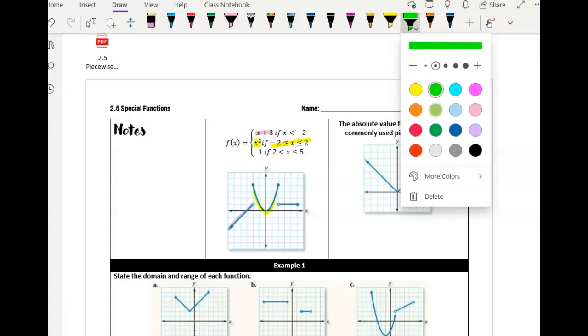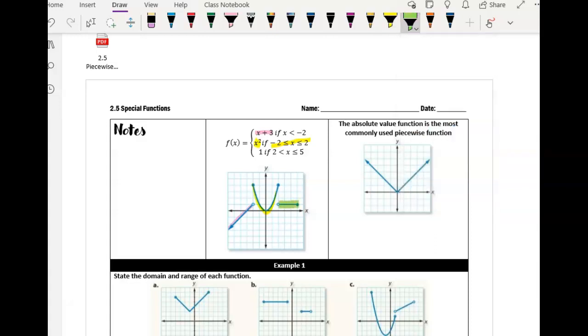And then another function is just this one. Notice there's no x there because that's a constant, right? If we have a horizontal line, that's really like just saying y is equal to 1. And so that means that our output is always going to be a 1 no matter what the x value is, as long as it's between 2 and 5.